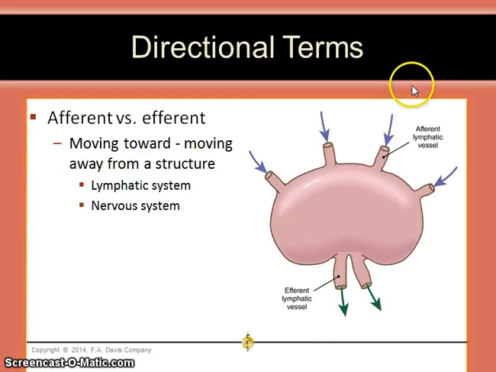Afferent signifies movement toward something. Efferent means movement away from something. It can refer to lymphatic, moving into the lymph node and out of the lymph node, or it can also refer to nerve impulses moving to or away from the brain.